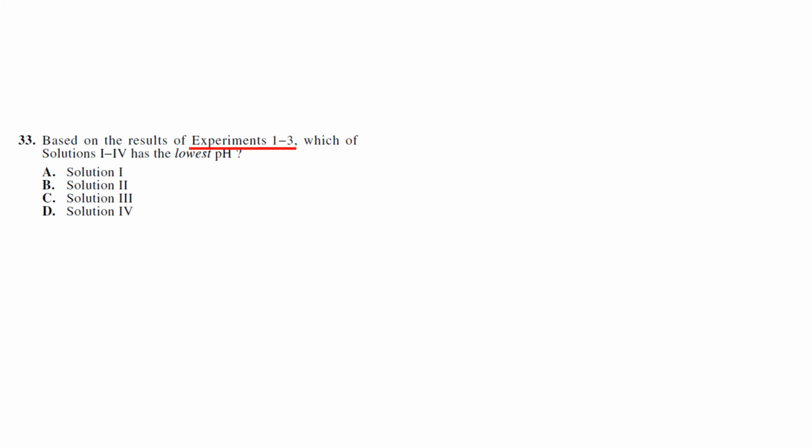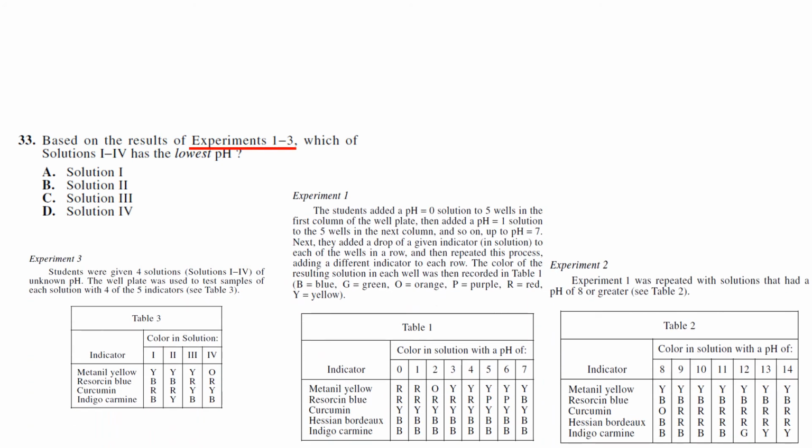Based on the results of experiments 1 to 3, so we're using all 3, which of the solutions 1 to 4 has the lowest pH? So we're going to look in experiment 3, and it's the lowest pH, so I'm looking at menthol yellow because it has 3 yellows and 1 orange, and so that means it can easily be used to distinguish, probably.